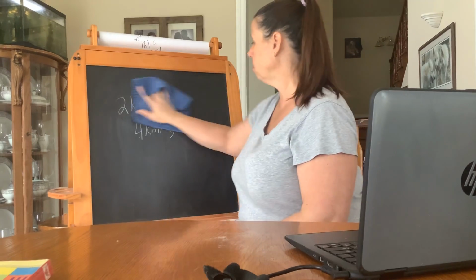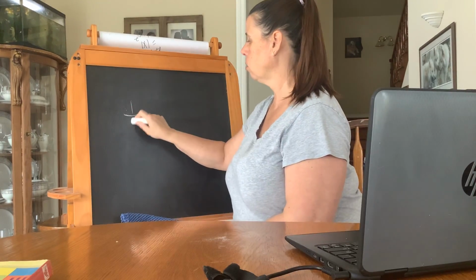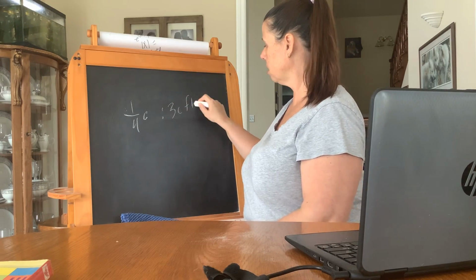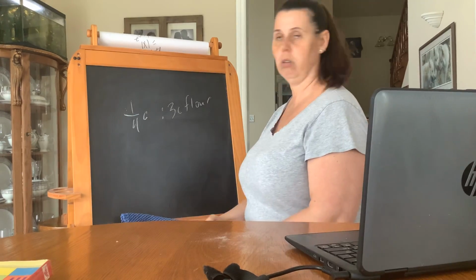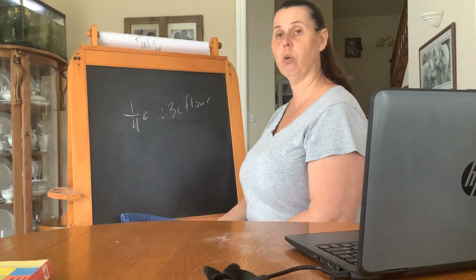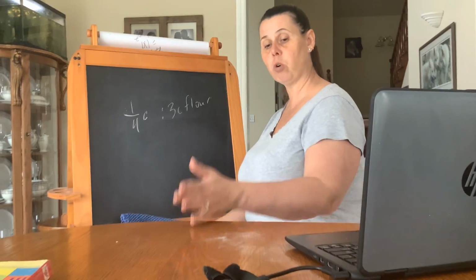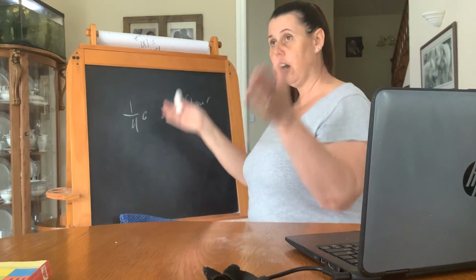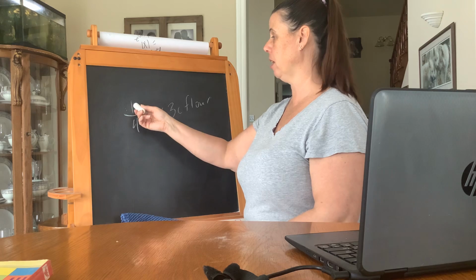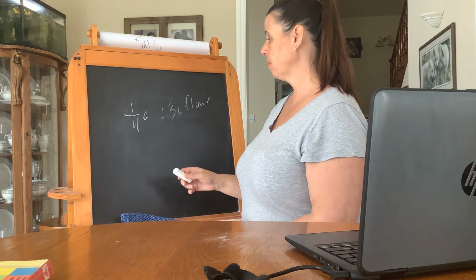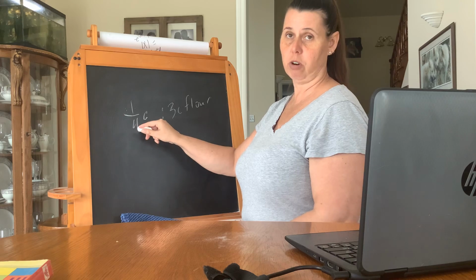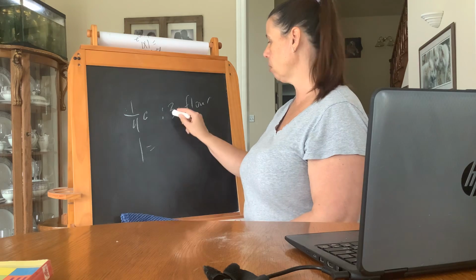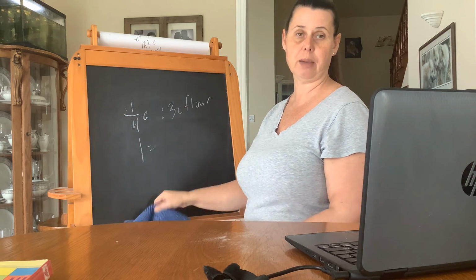Okay? 1/4 cup of sugar to 3 cups flour. Now, I need to make this whole. How do I make a quarter into a whole? What do I have to times it by? How many quarters make the whole thing? I'm not adding on to the 1. I need to know how many pieces make the whole so that I can multiply that by the top number, right? So I know that 4 quarters make a whole, so I'm going to multiply this by 4, so I have the whole thing, and then I'm going to multiply this by 4 to keep the ratio the same.